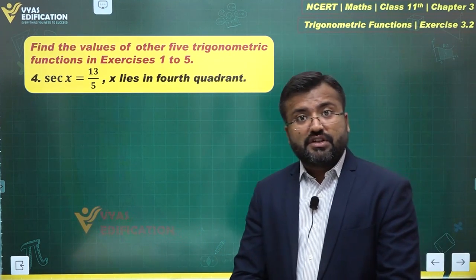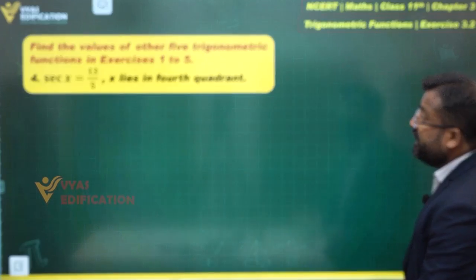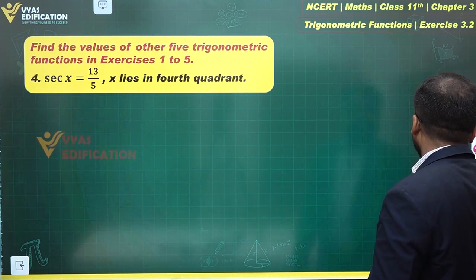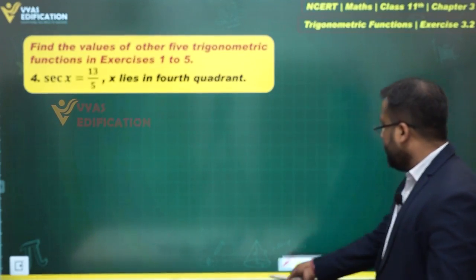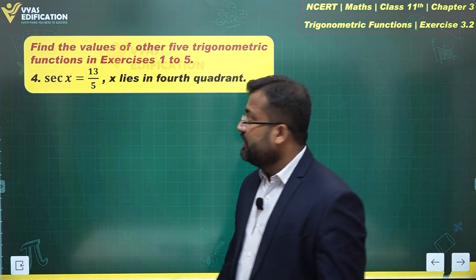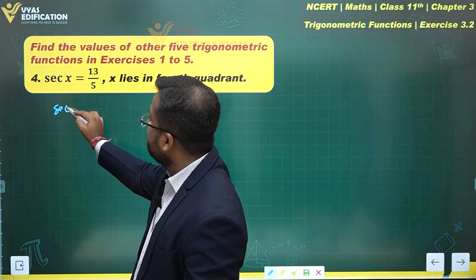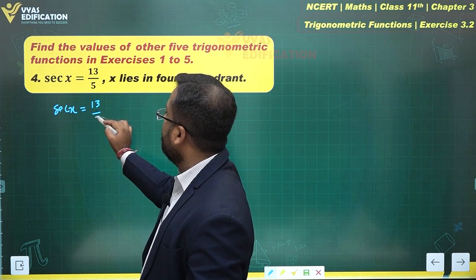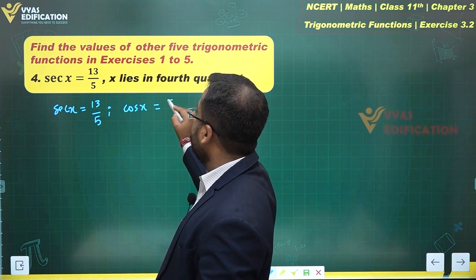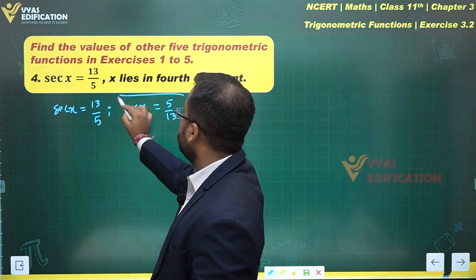Let's talk about this question. Sec x equals 13 by 5 and x lies in the fourth quadrant. We have to find the other 5 trigonometric functions. It is given that sec x equals 13 by 5. Cos x would be the reciprocal of this, 5 by 13, which is very simple.